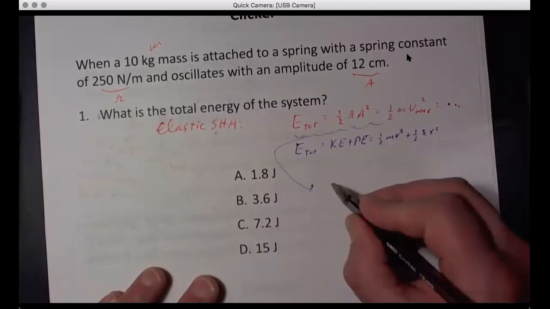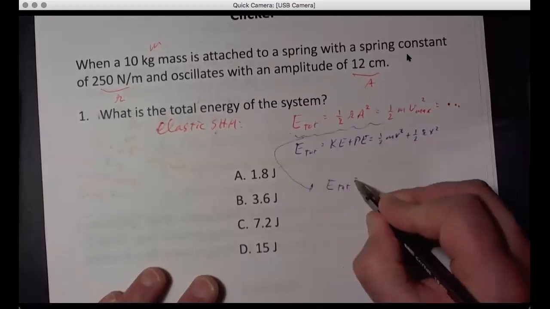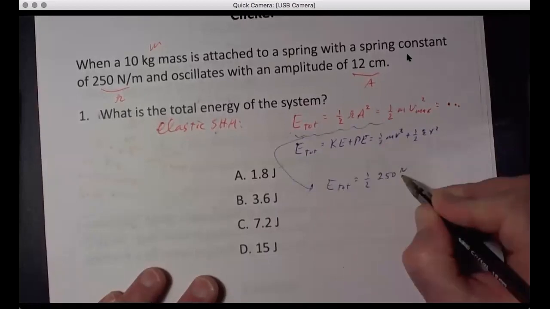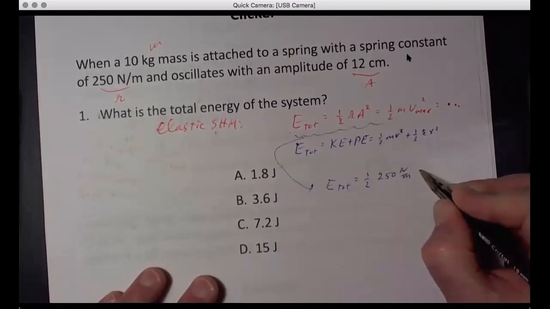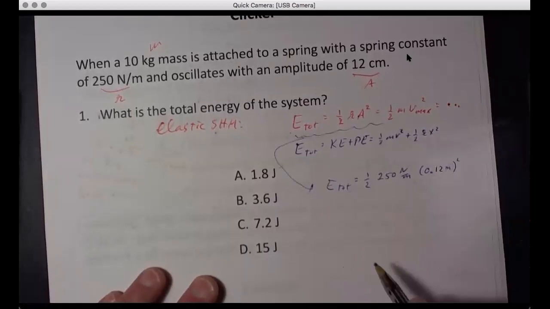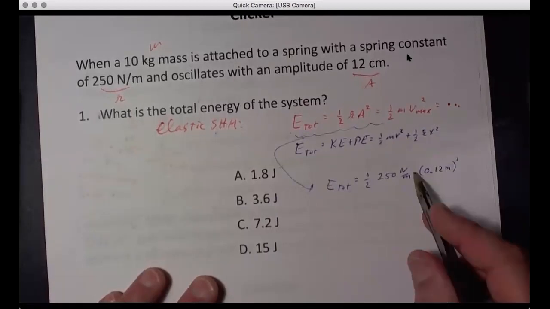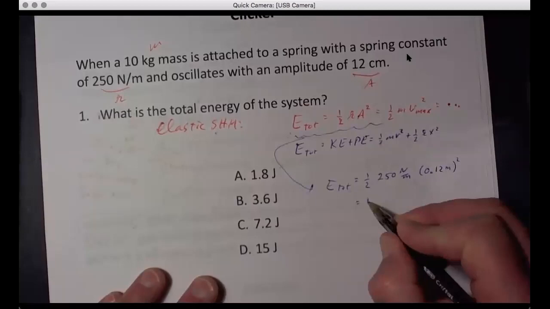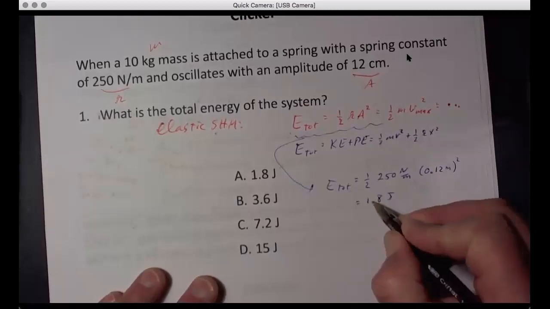And we find that E total, just putting in the numbers, is 1/2 times 250 newtons per meter times 0.12 meters squared. That's going to make a newton times a meter, which is a joule. That's good. Plug it into your calculator. That makes it much smaller than you think it ought to be, because you end up with 1.8 joules, which is this one.